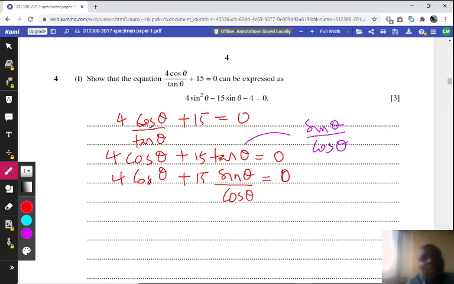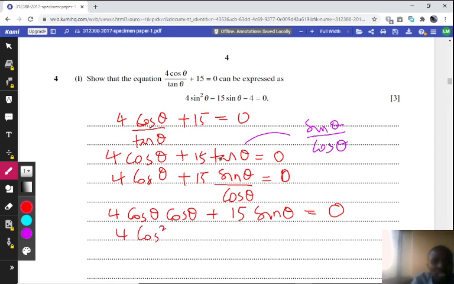Now get rid of the denominator cos theta, which means you have to multiply everything by cos theta. It will be 4 cos theta times cos theta plus 15 times sin theta over cos theta times cos theta, the cos theta cancels, and 0 times cos theta is 0. So cos theta times cos theta is cos squared theta, plus 15 sin theta is equal to 0.